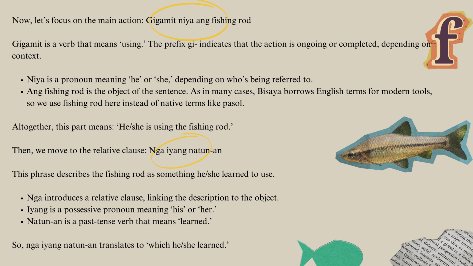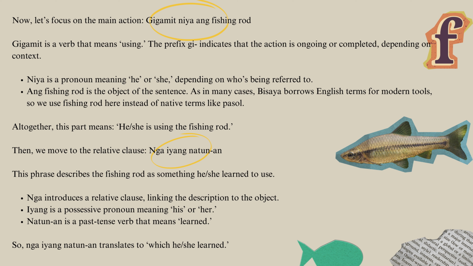Now, let's focus on the main action. Gigamit niya ang fishing rod. Gigamit is a verb that means using. The prefix gi indicates that the action is ongoing or completed, depending on context. Niya is a pronoun meaning he or she, depending on who's being referred to. Ang fishing rod is the object of the sentence. As in many cases, Bisaya borrows English terms for modern tools. So we use fishing rod here, instead of native terms like pasol. Altogether, this part means he or she is using the fishing rod.